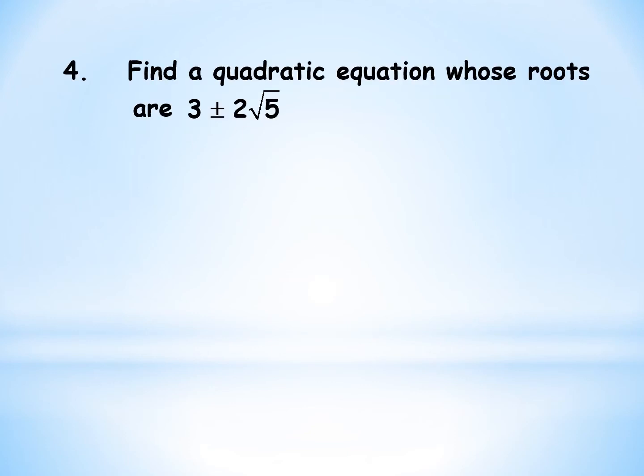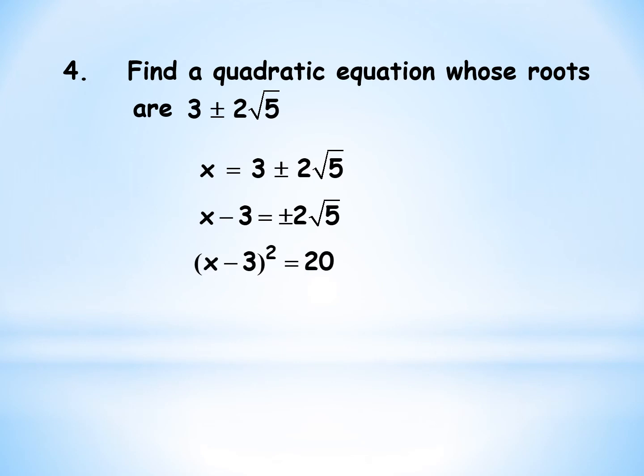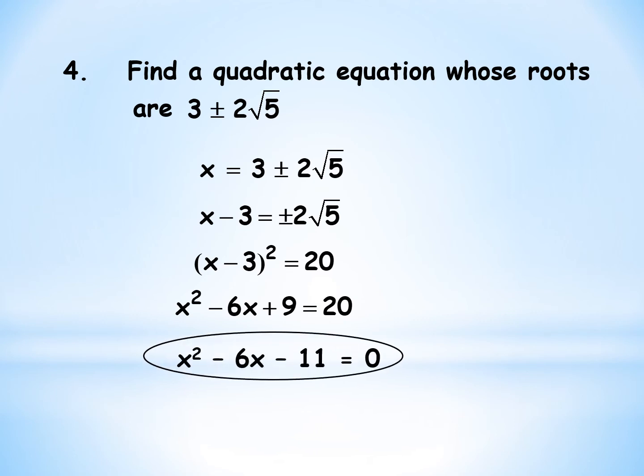All right, find a quadratic equation whose roots are 3 plus or minus 2 square root of 5. Again, I start by setting it equal to x. Now I want to get the term that has the plus or minus with it alone, so I'm going to subtract the 3 first. Now I can square both sides. I'm going to expand the x minus 3 squared, and I'm going to subtract the 20. And now I have an equation whose roots are 3 plus or minus 2 square root of 5. You can always prove that by taking this equation and solving it and making sure that that is in fact what you get as an answer.